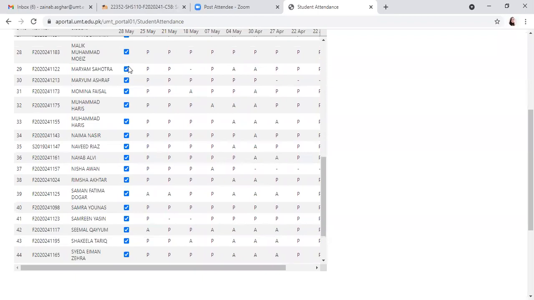Mariam. Present, ma'am. Mariam Ashraf, present, ma'am. Samudra. Yes, ma'am. Okay. Momina, present. Muhammad Haris, present, ma'am. Naima Nasir, present, ma'am. Naveed Riaz. Naya Balvi, present, ma'am. Naisha, or Nisha, present, ma'am. Nisha, okay.